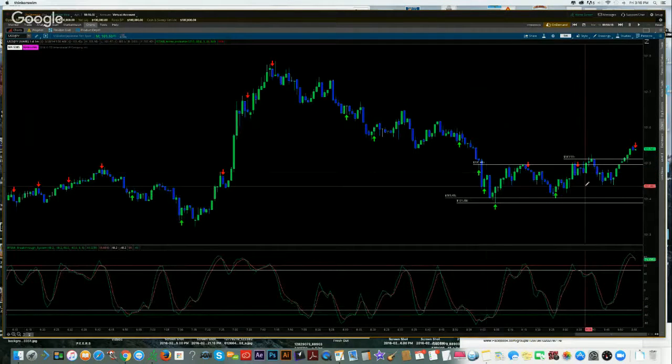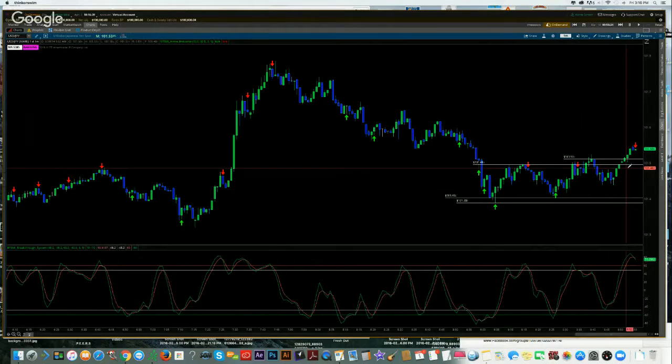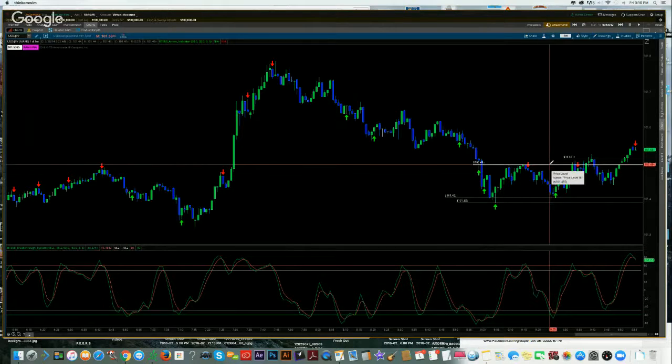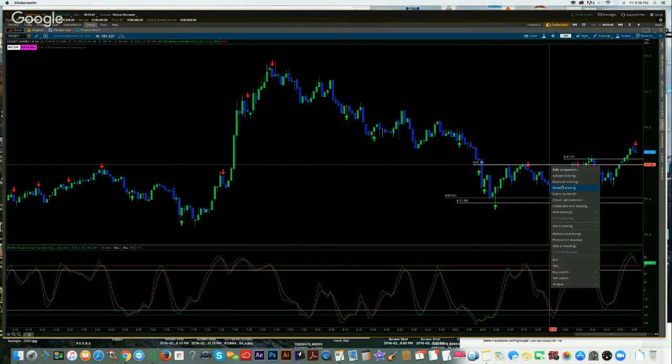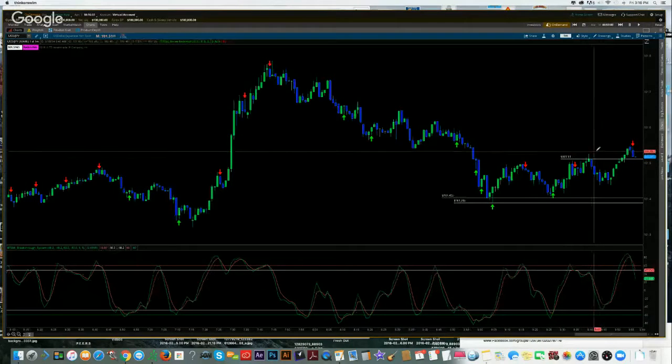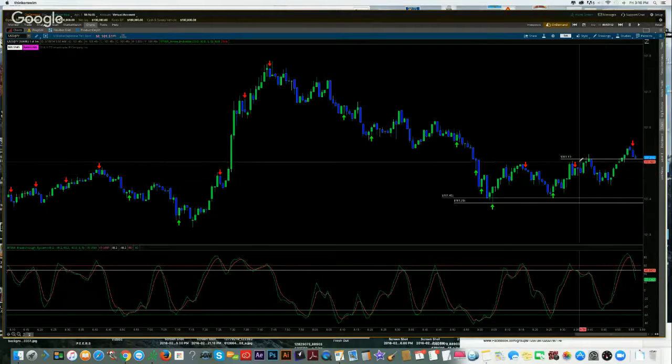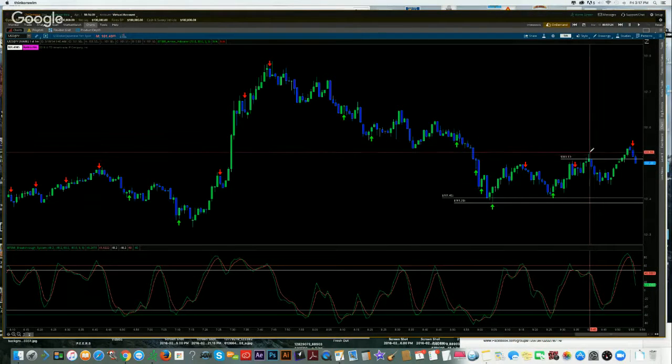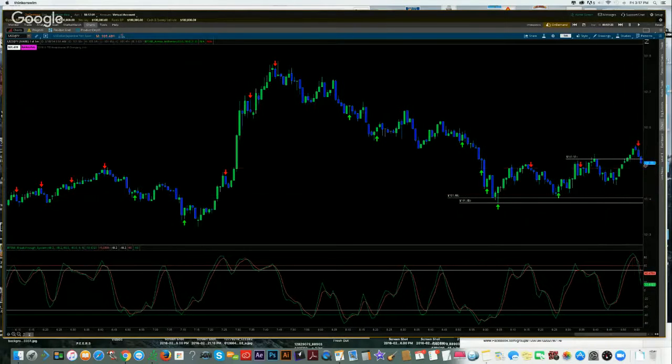Okay, so like I said, this support, this line right here, we no longer respect this resistance, so we take that one off because price already broke that resistance and formed a new resistance. It came up here, and then it came up here and retraced. Right here, it came up and retraced, and it came up here and retraced. So then we took it right here.